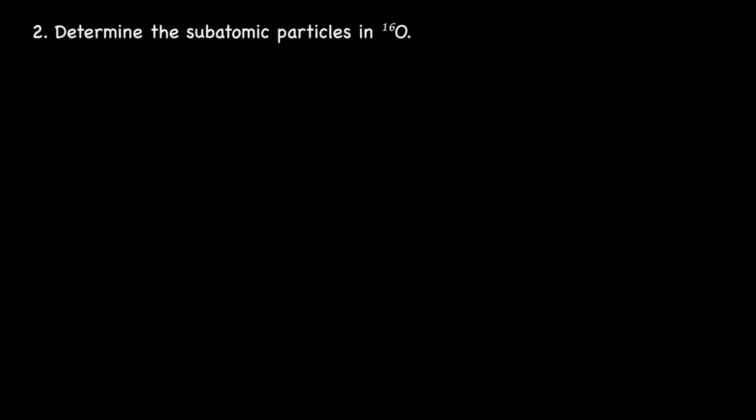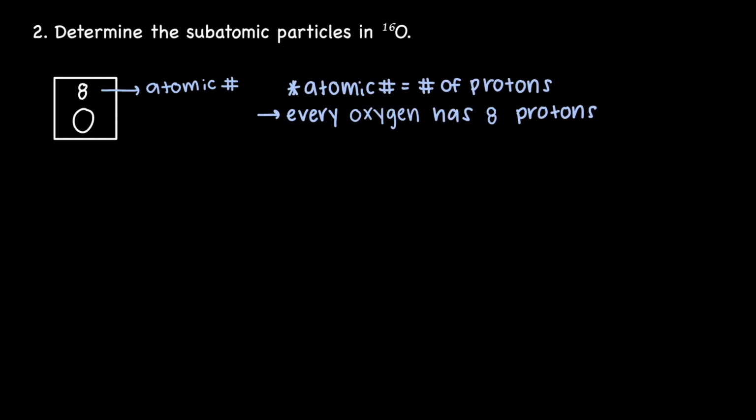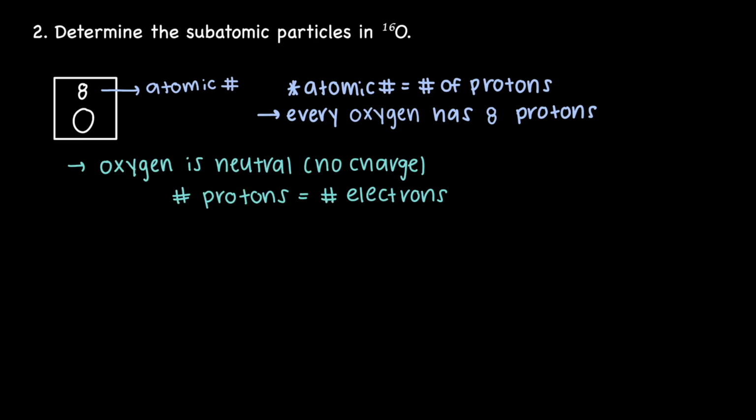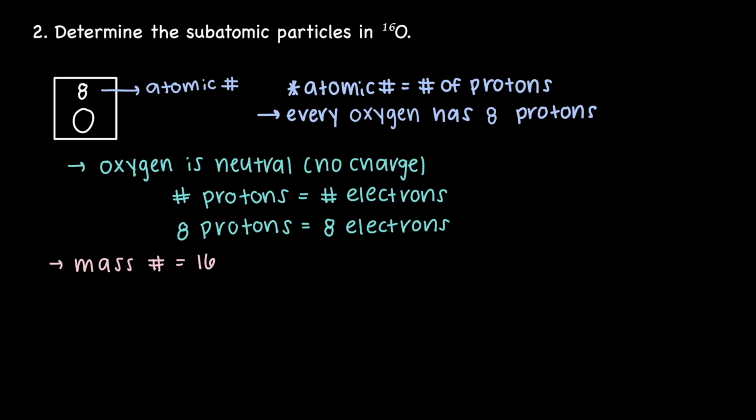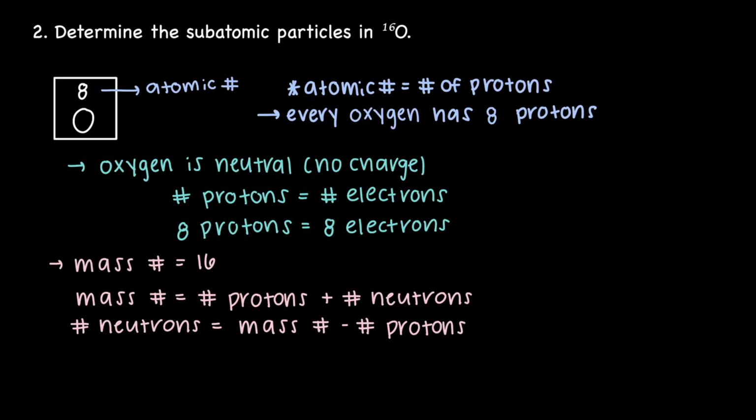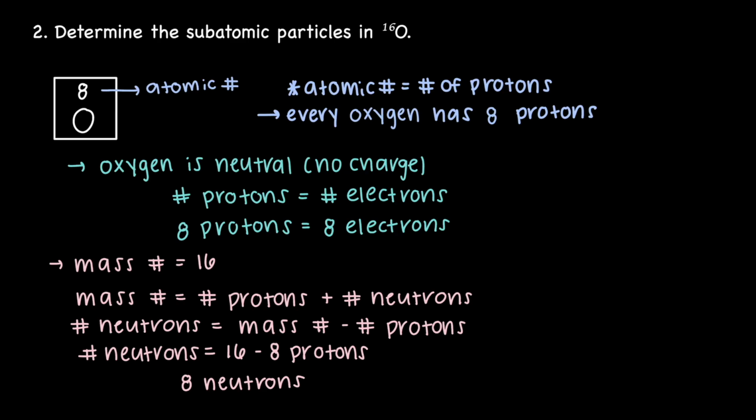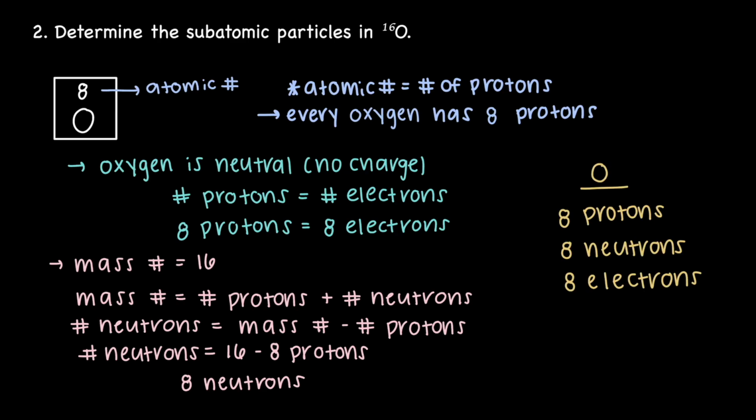Question 2. Determine the subatomic particles in oxygen-16. Locate oxygen on the periodic table. Its atomic number is 8, which tells us immediately that it has 8 protons. This defines the element. Since the atom is neutral, the positive nuclear charge is cancelled out by the electron cloud. Therefore, there are also 8 electrons. For the neutrons, we use the mass number provided, 16. We take the total mass of 16 and subtract the 8 protons. 16 minus 8 gives us 8 neutrons. Oxygen-16 consists of 8 protons, 8 neutrons, and 8 electrons.